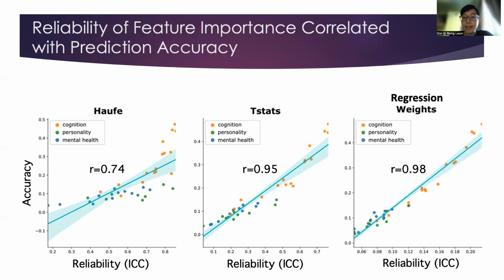A correlation of 0.98 is pretty unbelievable. So there are two possibilities. We either have a bug or there's some link between the two variables. So I'll show you that feature importance, reliability, and accuracy are actually mathematically related.